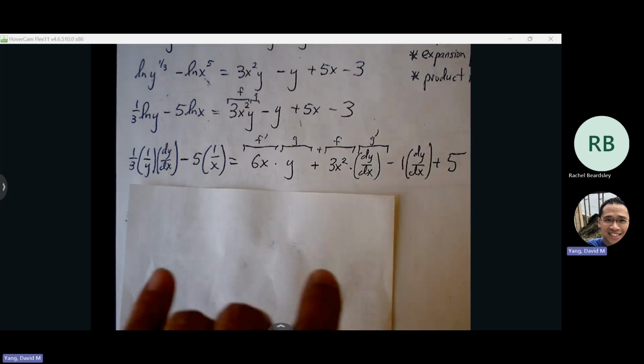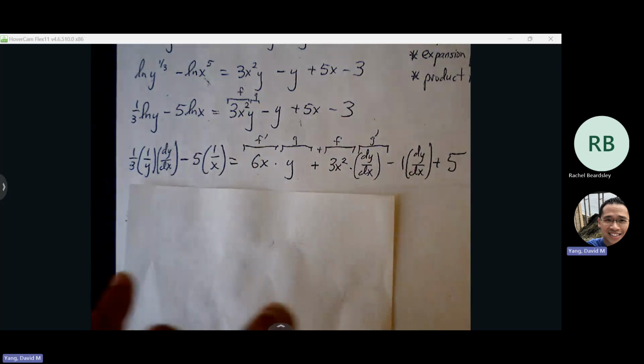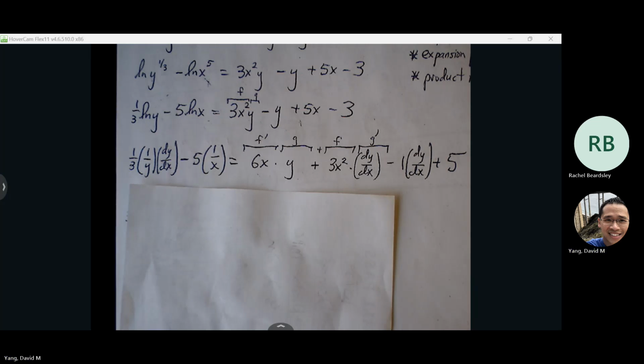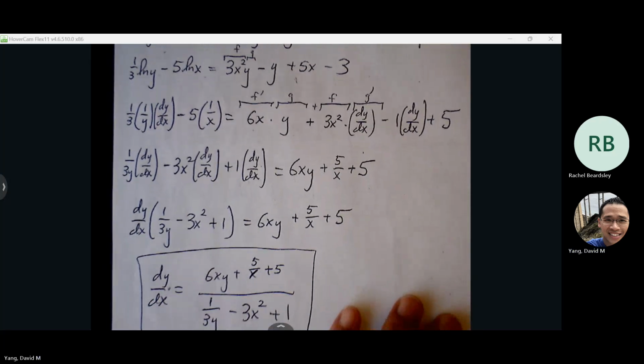All right, so now our cleanup stage. We have three terms with dy dx in them. We're going to add and subtract in a way where we can collect all of our dy dx terms on the left. The terms without dy dx, we're going to move over to the right side. Then we can factor out our dy dx on the left and then divide all that over.